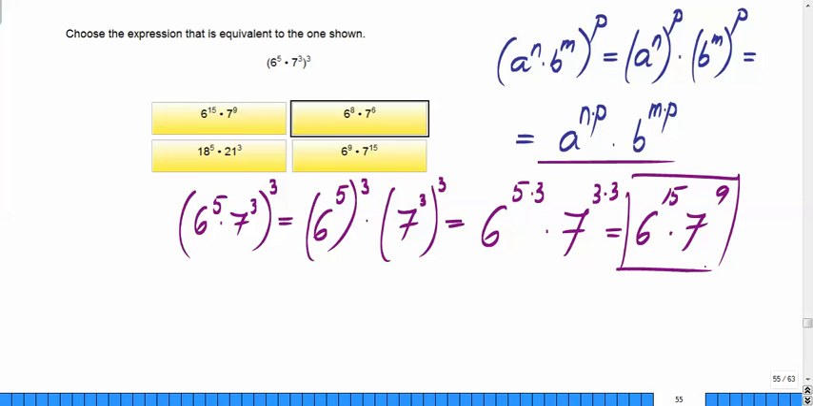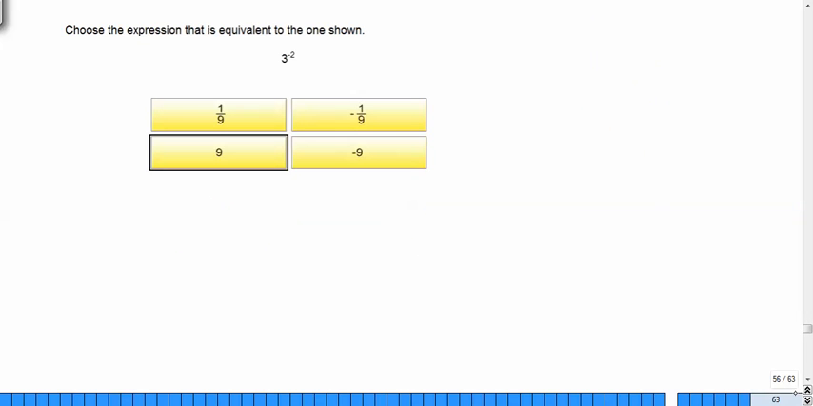Okay, what is the answer here? 6 to the power of 15 times 7 to the power of 9, this will be the right answer. So be careful, because if you spot this and you understand the rule, many problems will be done right for you.